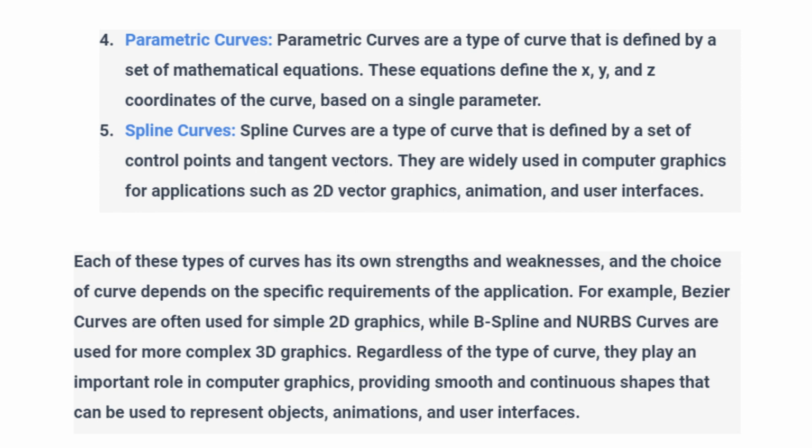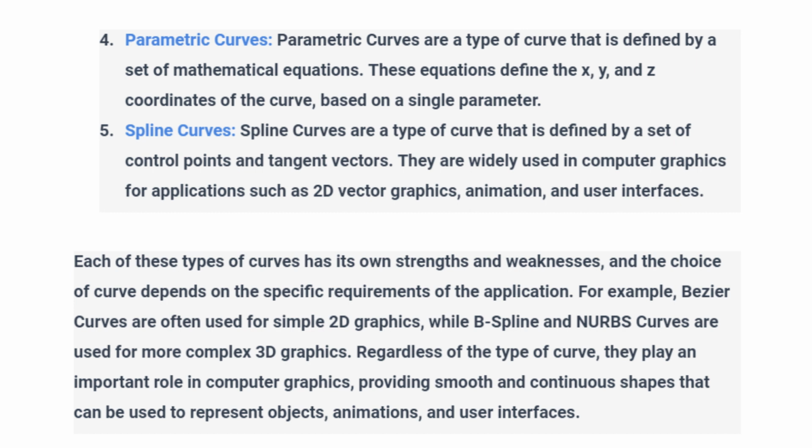Parametric curves. Parametric curves are a type of curve that is defined by a set of mathematical equations. These equations define the x, y, and z coordinates of the curve based on a single parameter. Spline curves. Spline curves are a type of curve that is defined by a set of control points and tangent vectors. They are widely used in computer graphics for applications such as 2D vector graphics, animation, and user interfaces.